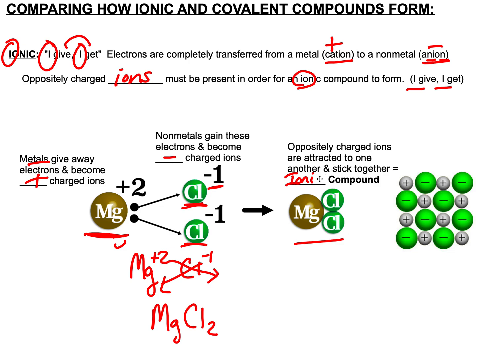The ionic compound forms when the oppositely charged ions stick together. All these positives and all these negatives are attracted to each other just like magnets. And we end up with this big crystalline structure that's alternating positive and negatives, and they all stick together. That's ionic. The charges determine what the formula is going to be.